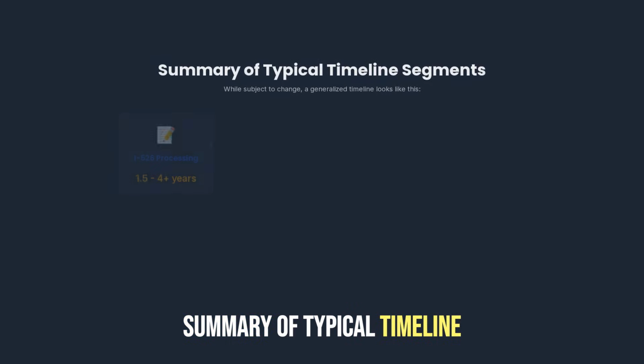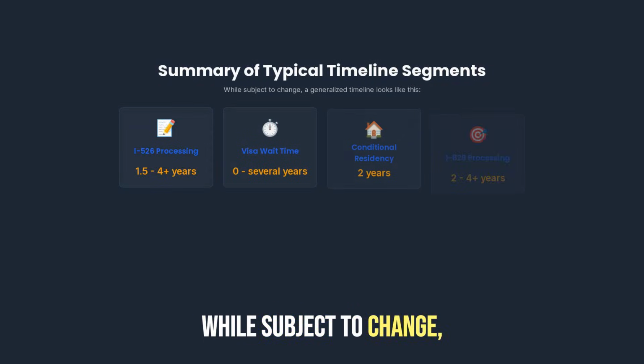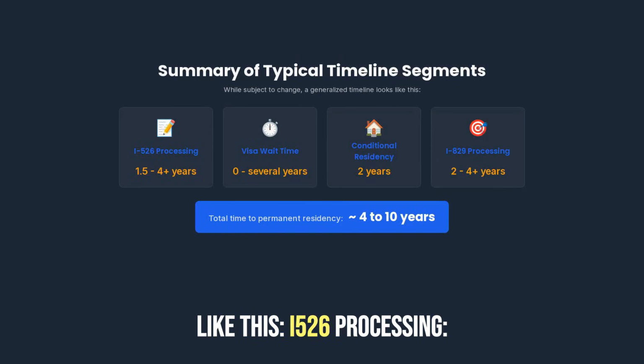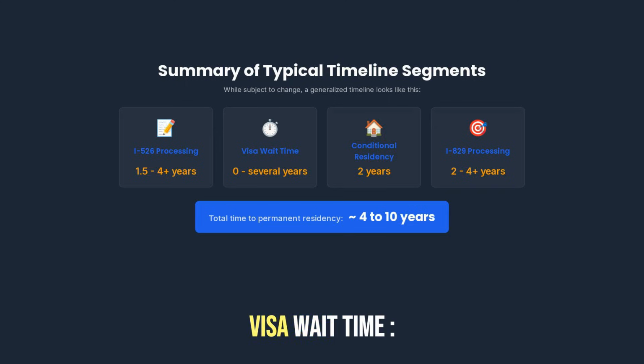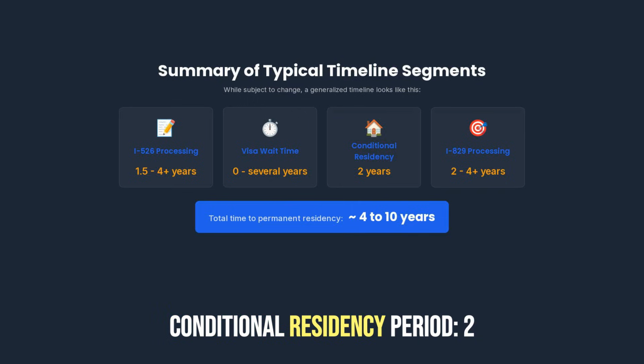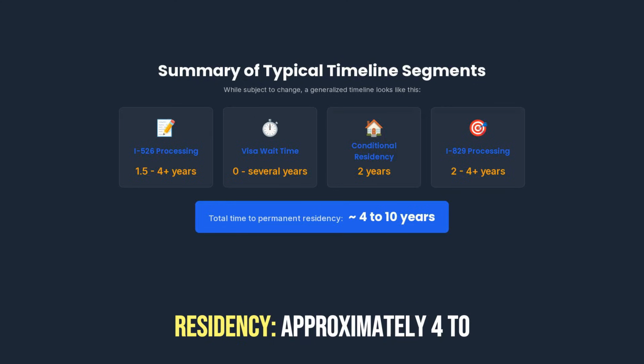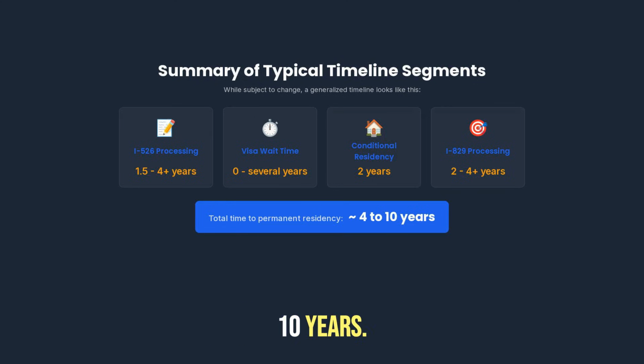Summary of typical timeline segments. While subject to change, a generalized timeline looks like this. I-526 processing, 1.5 to 4+ years. Visa wait time, 0 to several years. Conditional residency period, 2 years. I-829 processing, 2 to 4+ years. Total time to permanent residency, approximately 4 to 10 years.